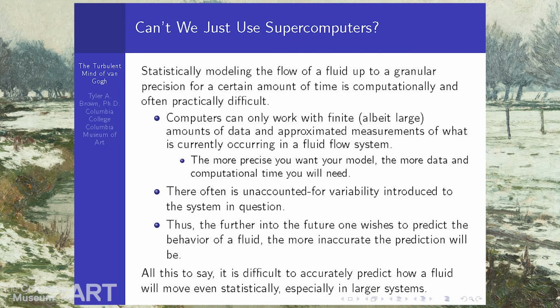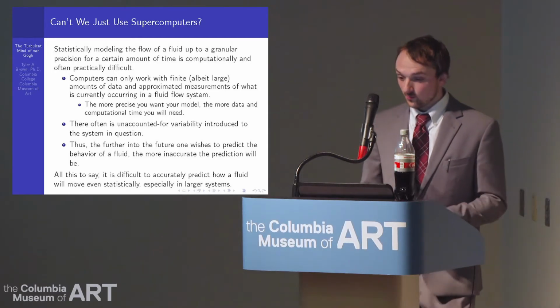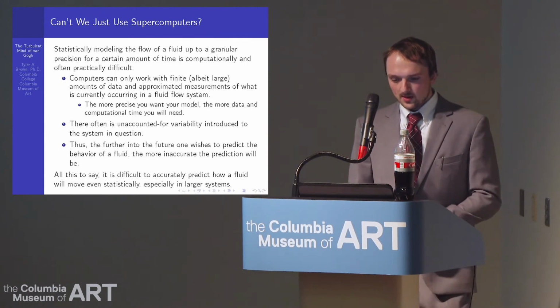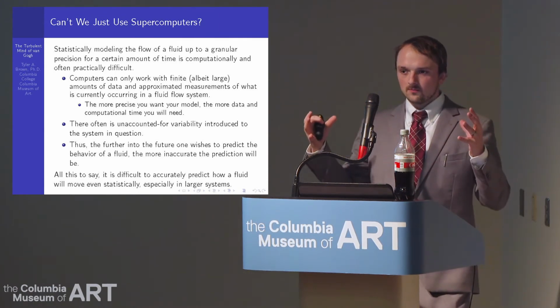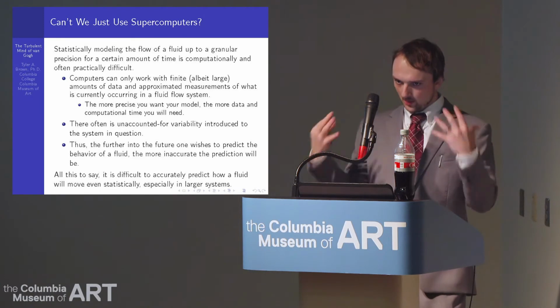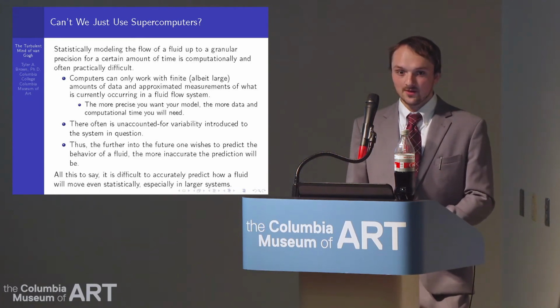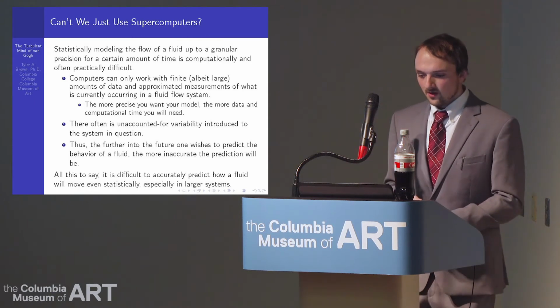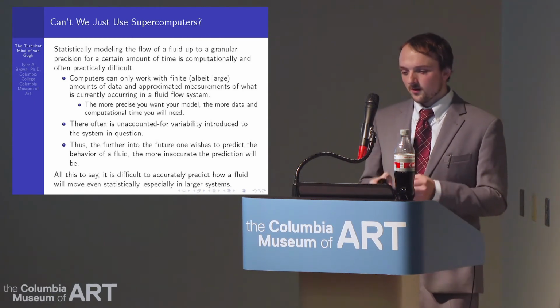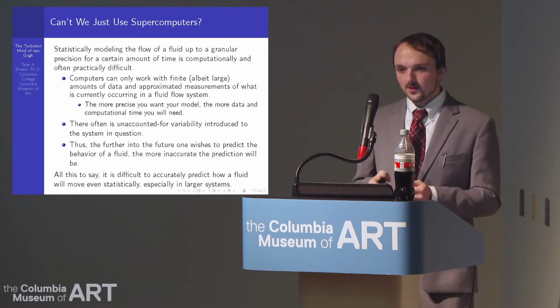The more precise you want your model, the more data and computational time you will need. So if you have more data points, you need more computational power. So that takes more time to handle all of that. So when you're looking at a global scale version of a weather map, like the entire planet, that's a lot of data points. Computers have a hard time processing all of that. There's also often unaccounted for variability introduced to the system in question.